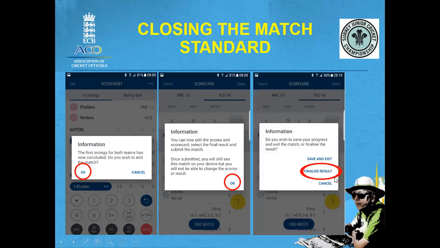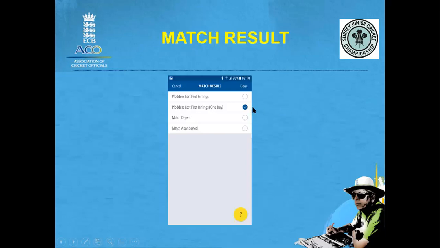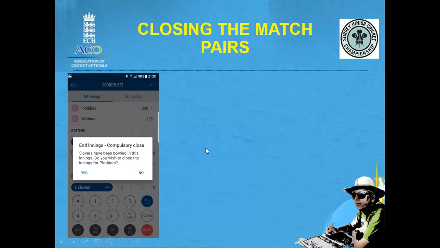And if we finalize the result, this uploads it to the website. Now that freezes it on the phone, but does mean that it can be updated on the website. So if we subsequently find there's an error that needs to be corrected, the wrong catcher or similar, it can be updated on the website. It's not frozen forever. And in that sense, the plodders lost because they didn't quite get enough runs.